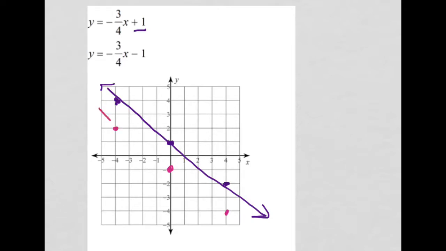What do you notice about my two lines? Are they ever going to intersect? No, they are not, because they have the same slope. So same slope equals parallel lines. Moving on.